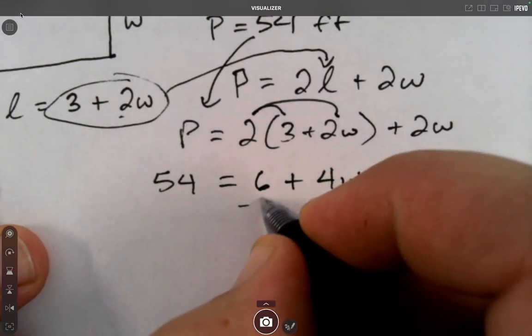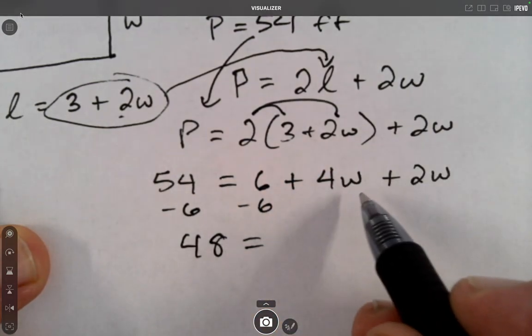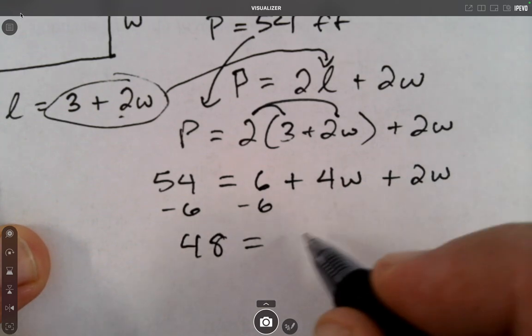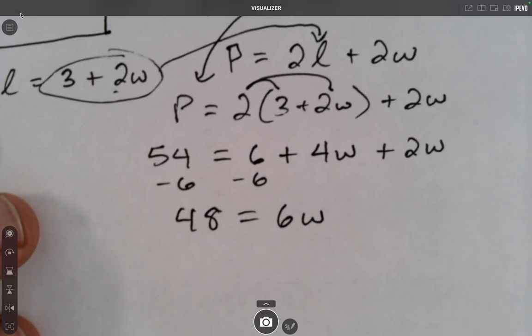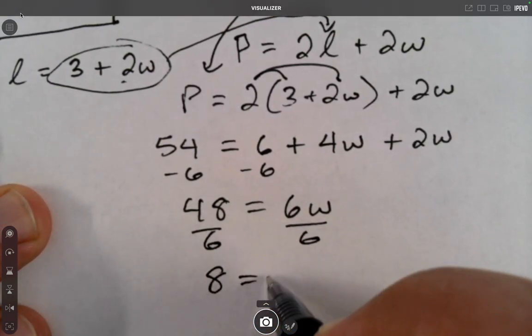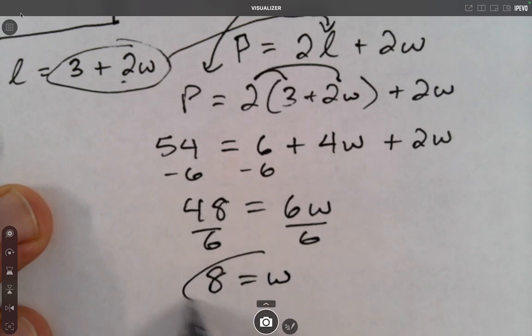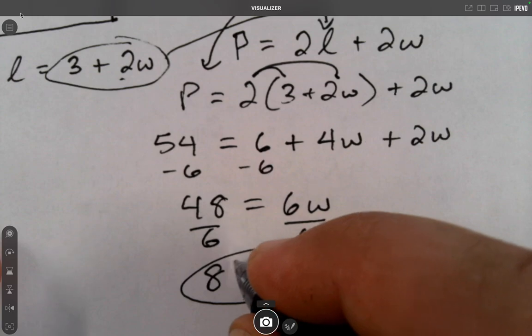Okay, I'm going to subtract 6 from both sides and go ahead and combine 4W and 2W into 6W. So my last step is to divide by 6, and that tells me the width. So I've got half my answer because it asks for the width and the length. So the width is 8 feet.